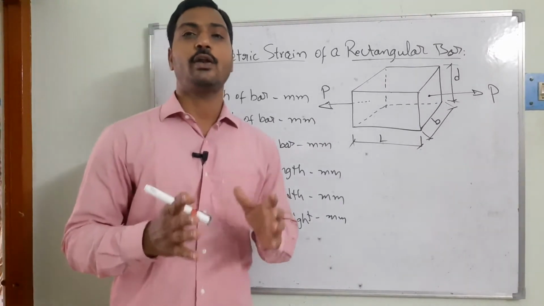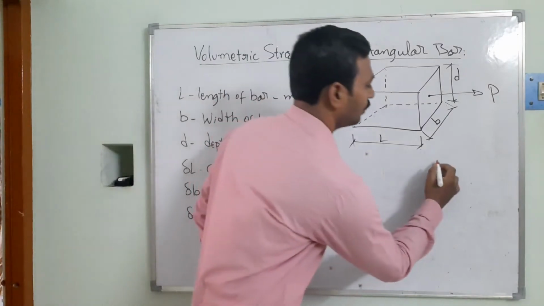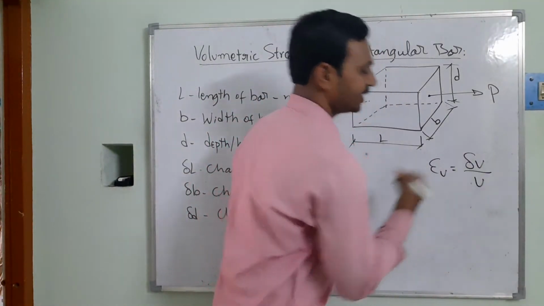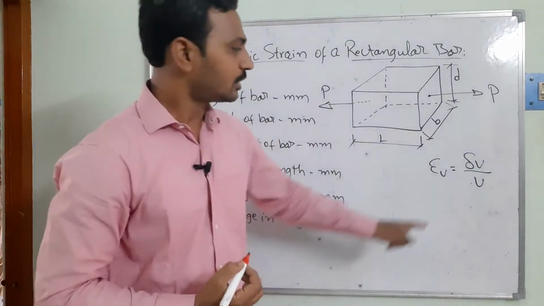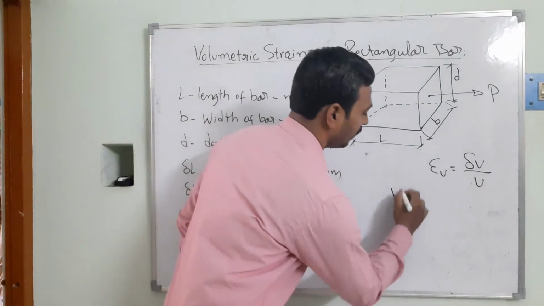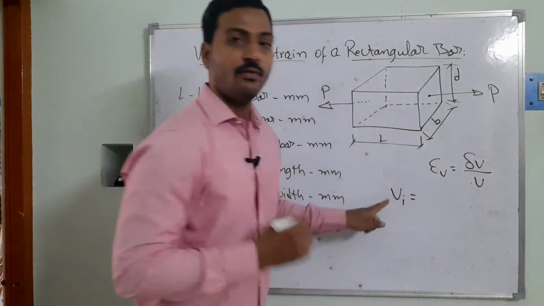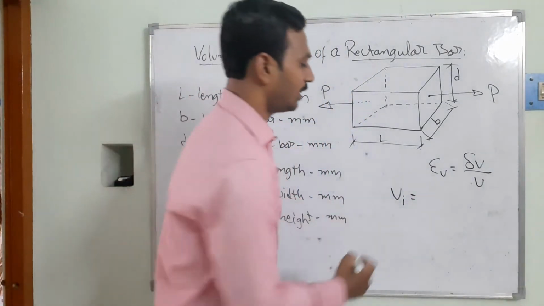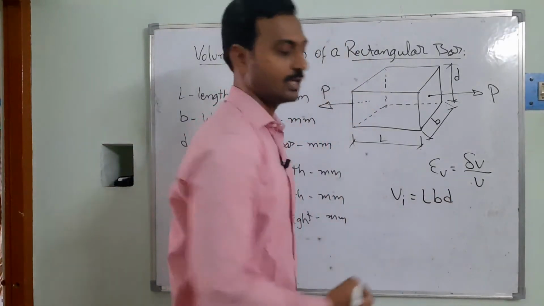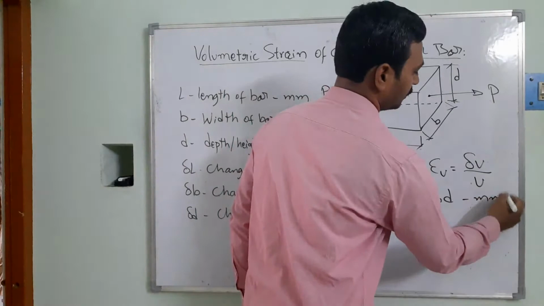Now we are trying to find out what the volumetric strain is. As you know, the volumetric strain we have already discussed: the change in volume to the original volume. So if I write the original volume, what equation will we get? The original volume Vi is equal to L into B into D. These are the dimensions, so we get mm cubed.